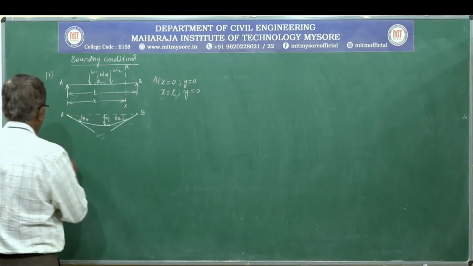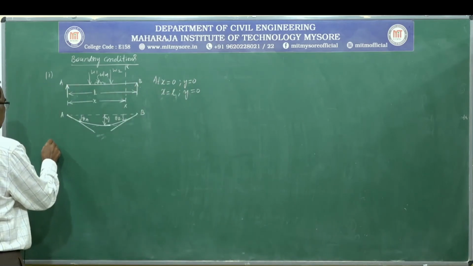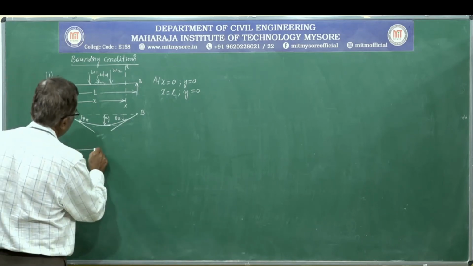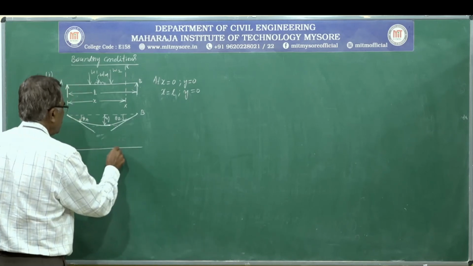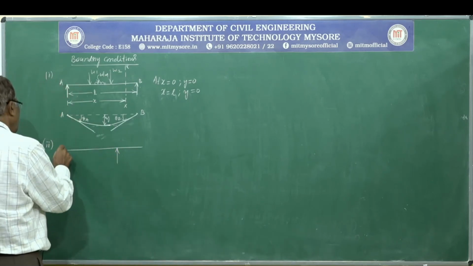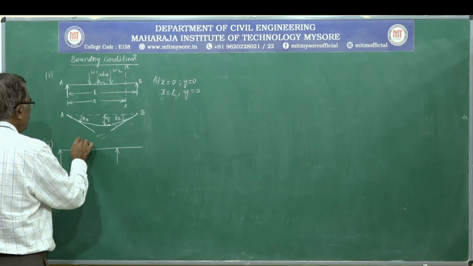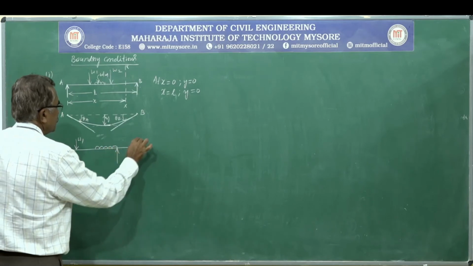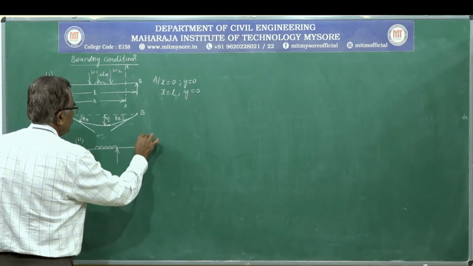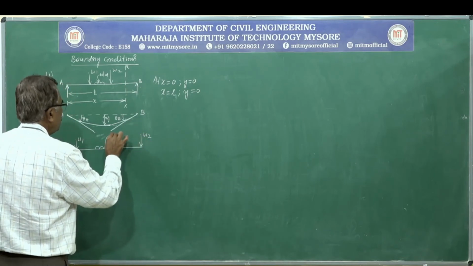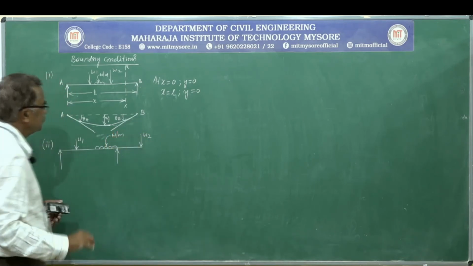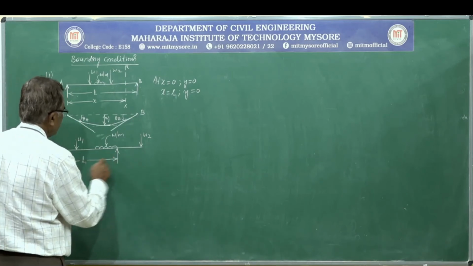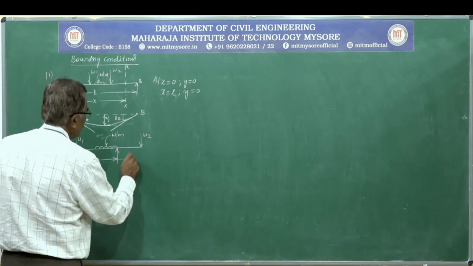The second category of beam: suppose a single overhanging beam subjected to combination of loads, say W1 and UDL, W2. So this is W per meter length. Say the distance, this is L1 and this is L2.